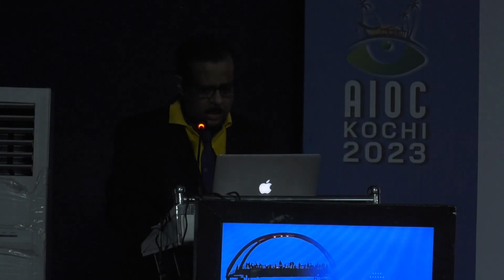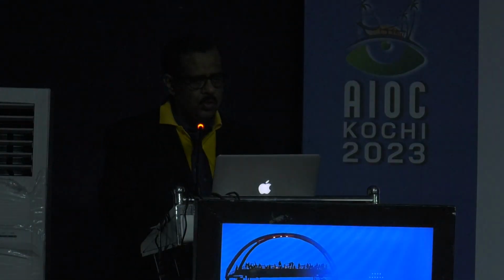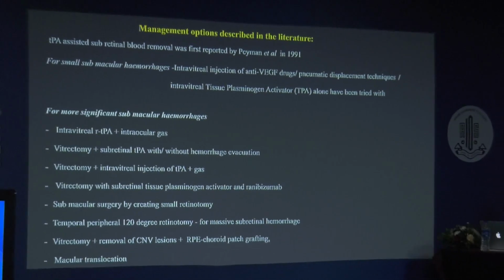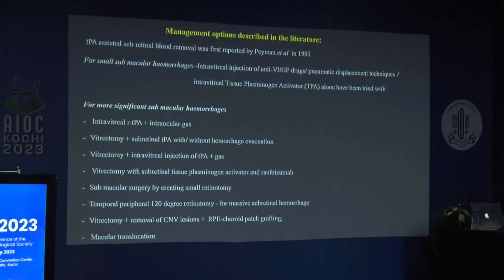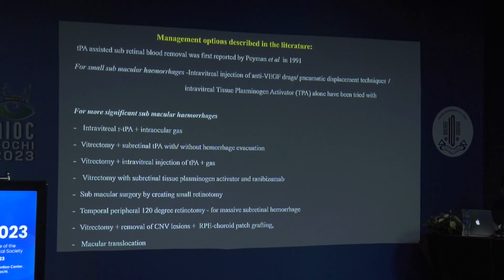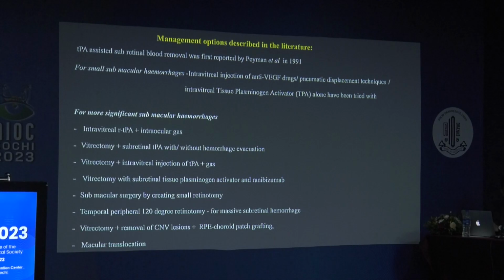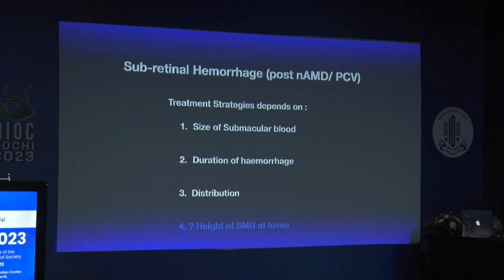So good afternoon, everybody. My topic is submacular hemorrhage, my approach. Management options are many, starting from the introduction of TPA assisted subretinal blood removal, which was first described by Dr. Peyman et al. Multiple options are there to treat significant submacular hemorrhage, starting from intravitreal rTPA, intraocular gas, vitrectomy with subretinal TPA, intravitreal TPA, removing the blood by creating a small retinotomy, doing a relaxing retinectomy, a large retinectomy, or using RPE choroid patch transplantation.